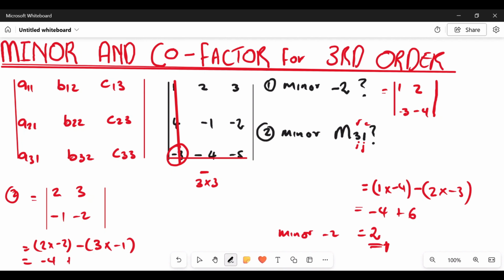This is going to give us 3. So our final answer here, or our minor here, is going to be -1. Meaning now, the minor for M31 is equal to -1. Guys, basically, this is how you calculate a minor if you are given a question of this caliber.